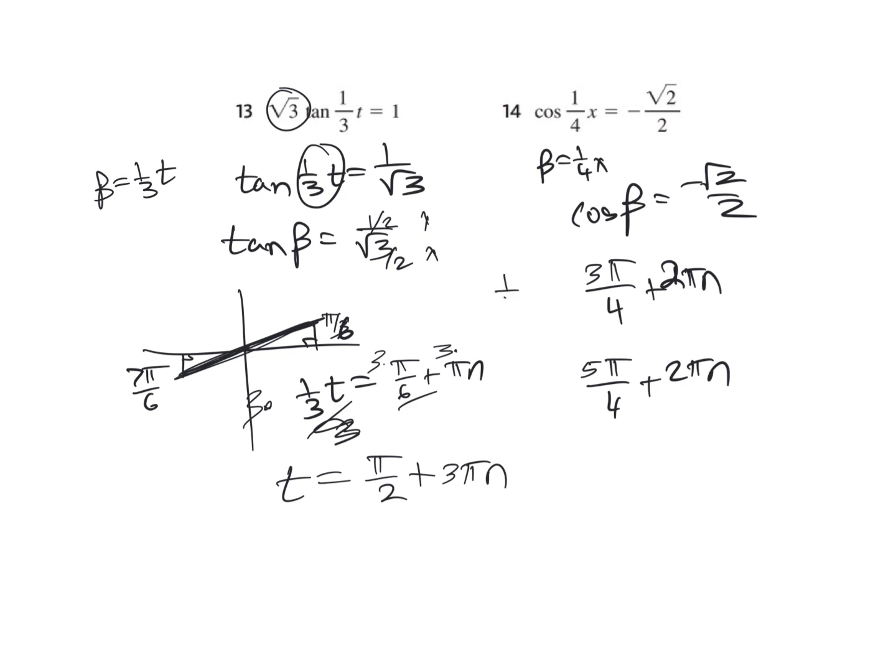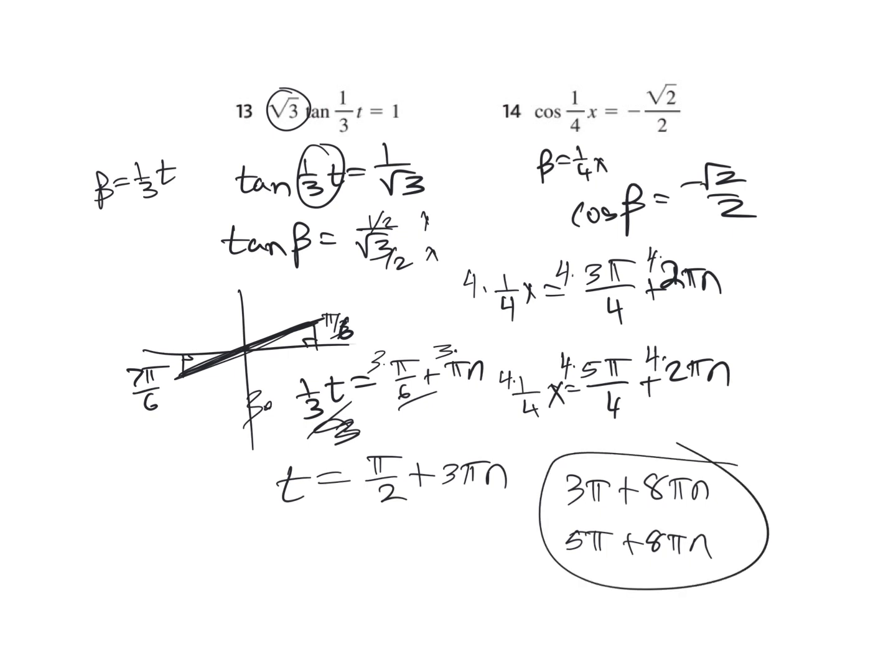So now we have 1/4 x equals this. So we multiply everything by 4. Okay. And we get 3 pi plus 8 pi n, and we get 5 pi plus 8 pi n. So those are your values for 14.